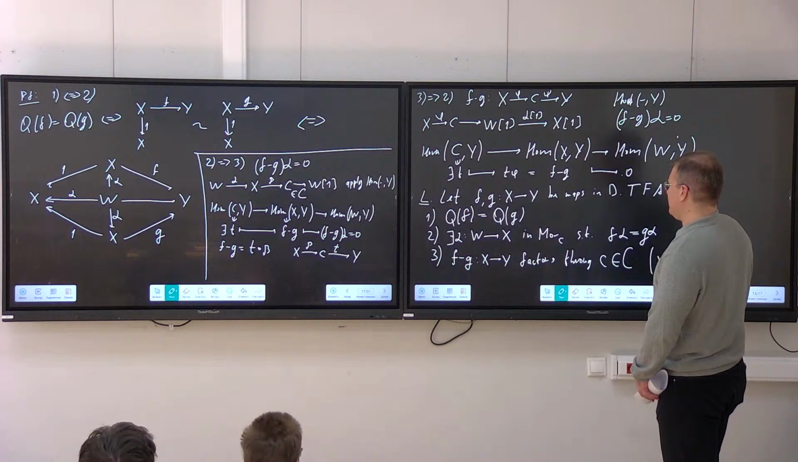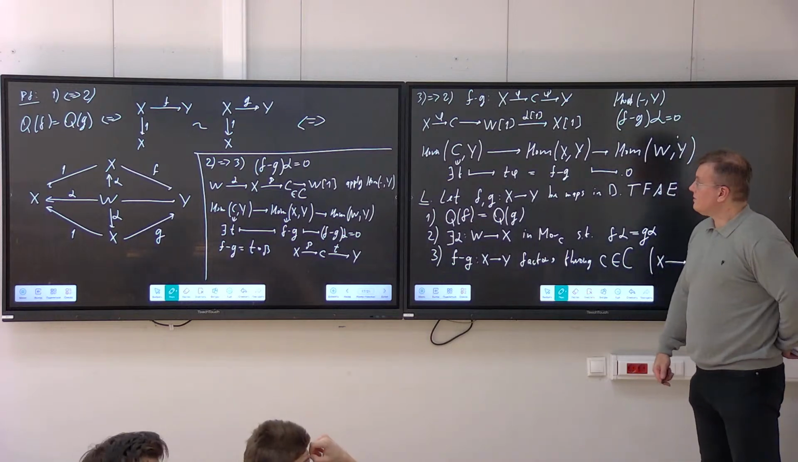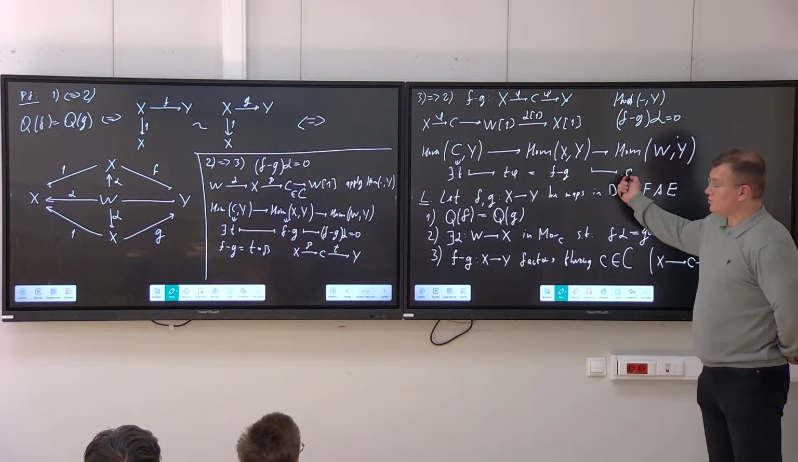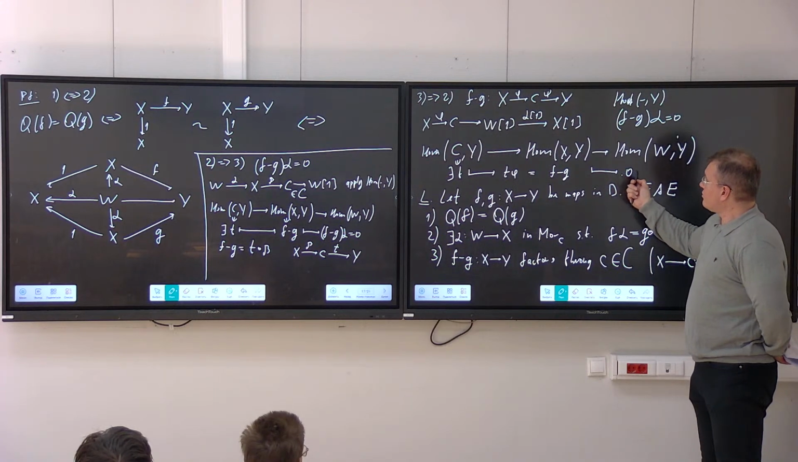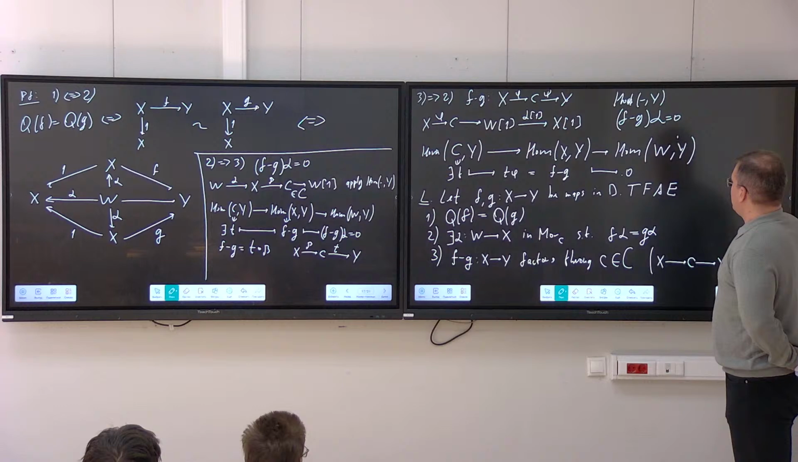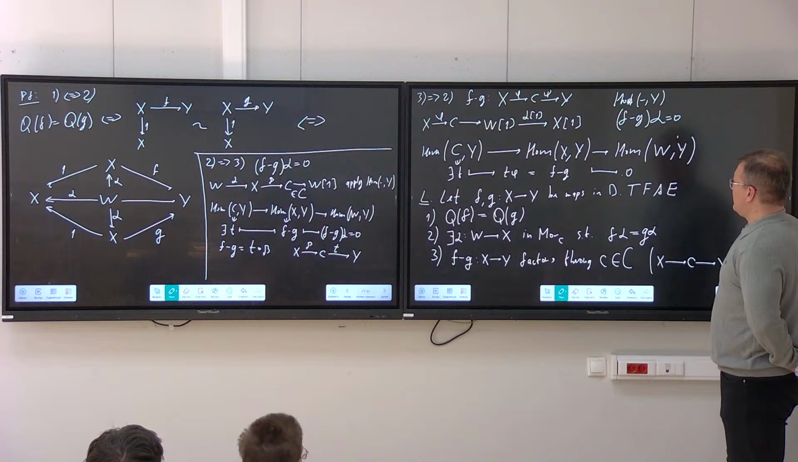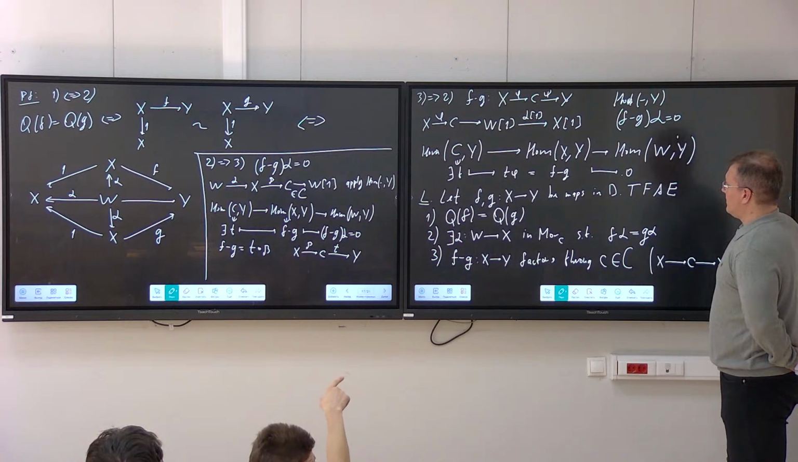What, alpha? Excuse me, I don't understand why f minus g goes to 0. Because of exactness. Here it goes to 0. Yes. We just know that f minus g is factored through. We take psi in the hom from C to Y.